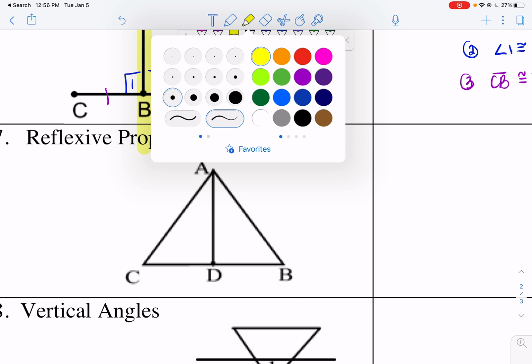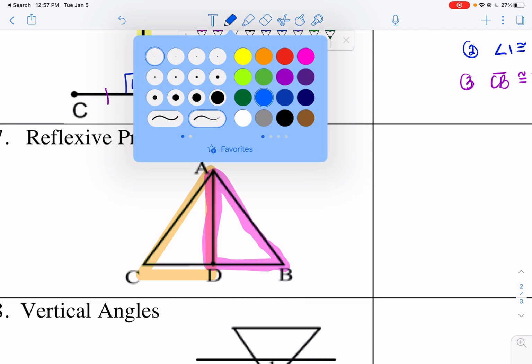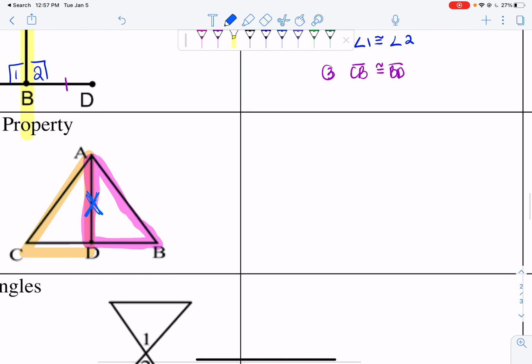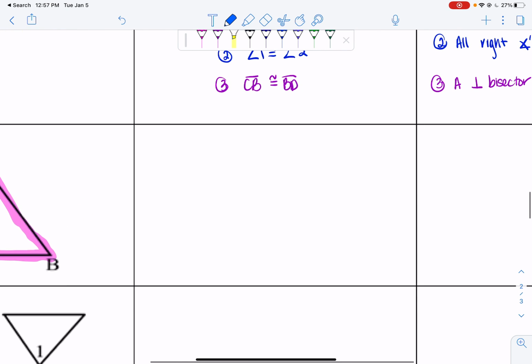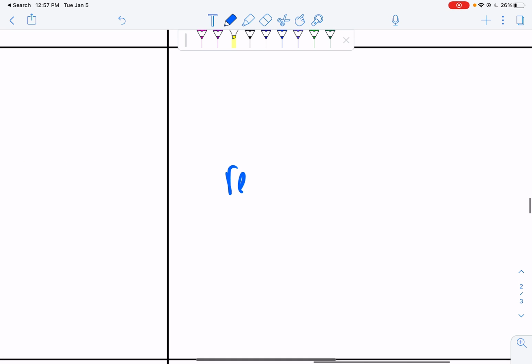I'm going to highlight my triangles in different colors. This triangle, and then I have this one right here. If you look, there is some overlap. I have overlap right here. So this is how we mark a reflexive in our image. We use an X, and we can just say AD congruent to AD. Whenever you share a piece in your image, that's a reflexive. So AD congruent to AD, and your reasoning would just be reflexive.